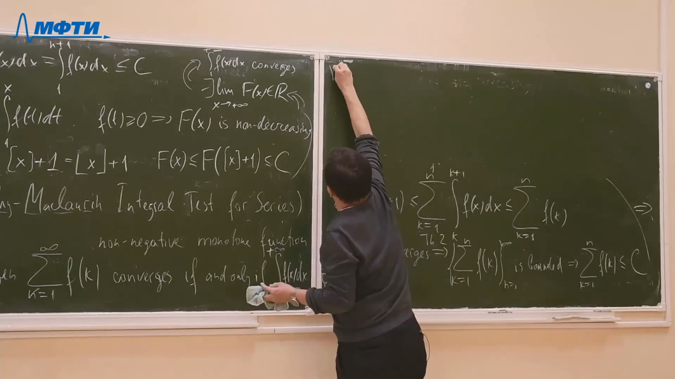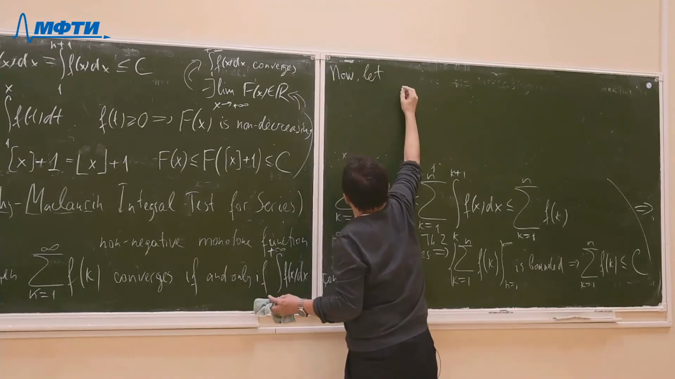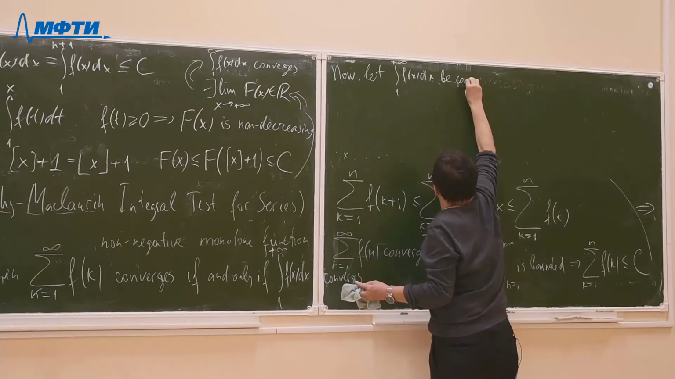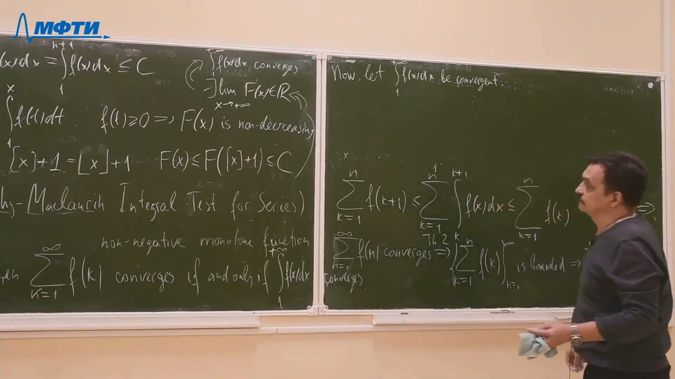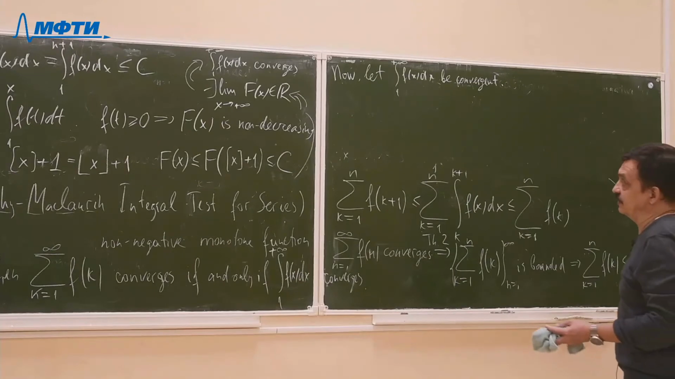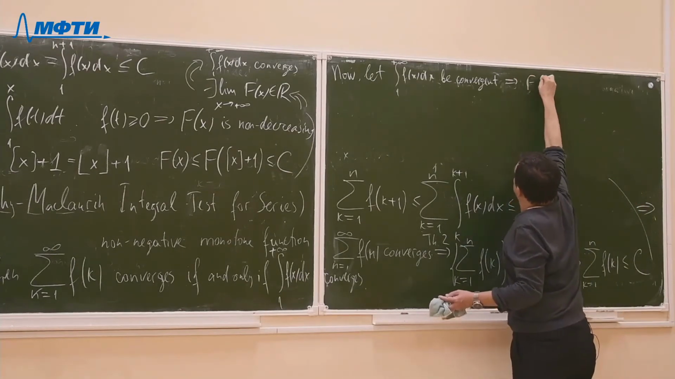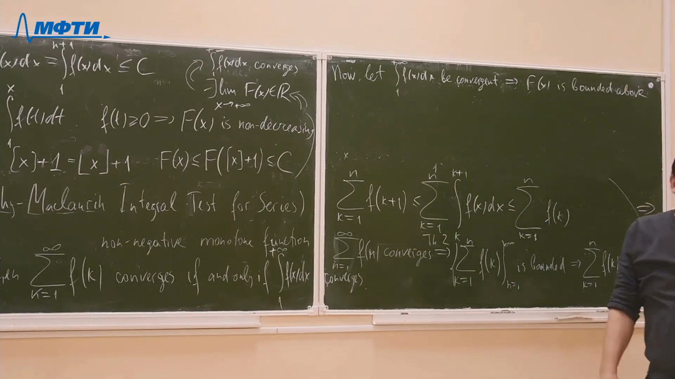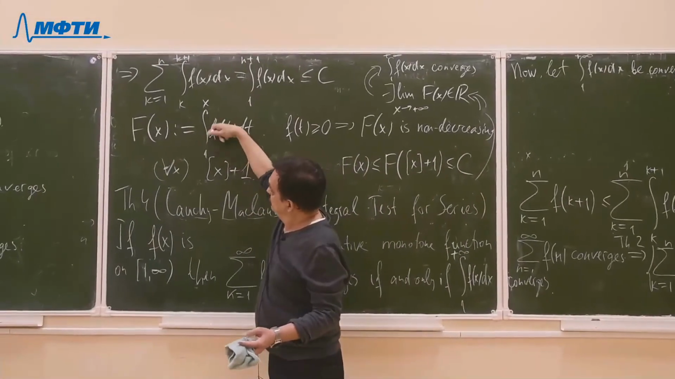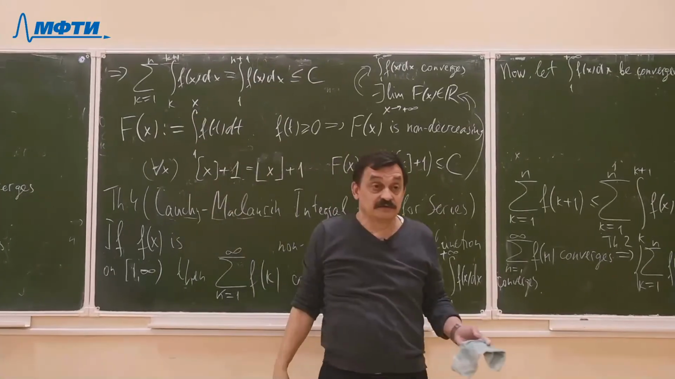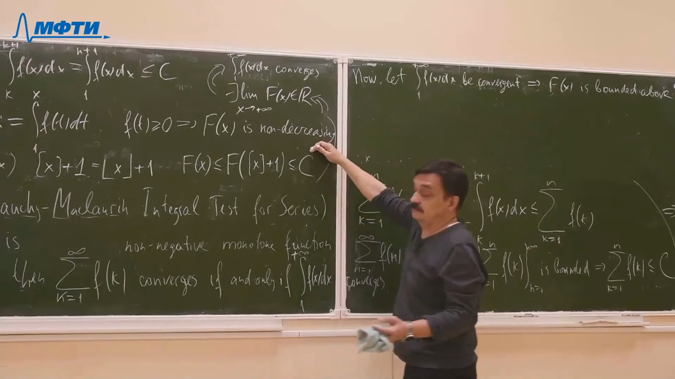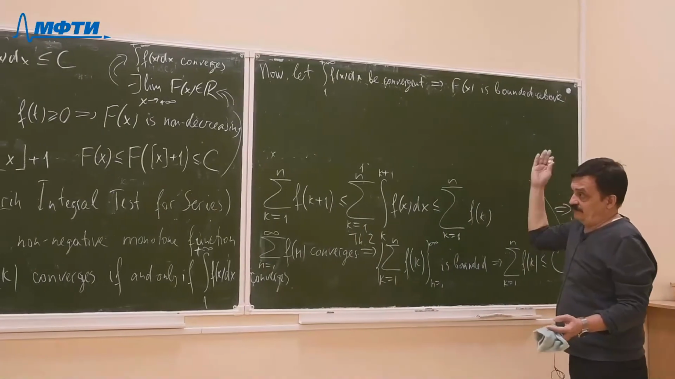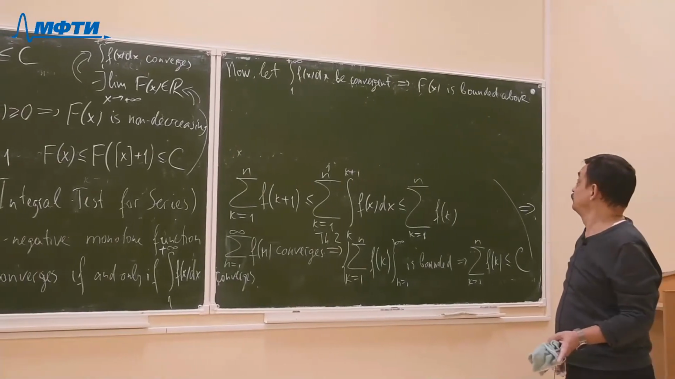Now suppose the integral from 1 to infinity of f of x dx is convergent. Then what happens? Once again, it means that capital F of x is bounded above. Why? Because once again, convergence of improper integrals means there exists a limit, right? Capital F is non-decreasing, and if there is a limit of a non-decreasing function, then the function should be bounded, above and below in fact, but I want to use boundedness above.